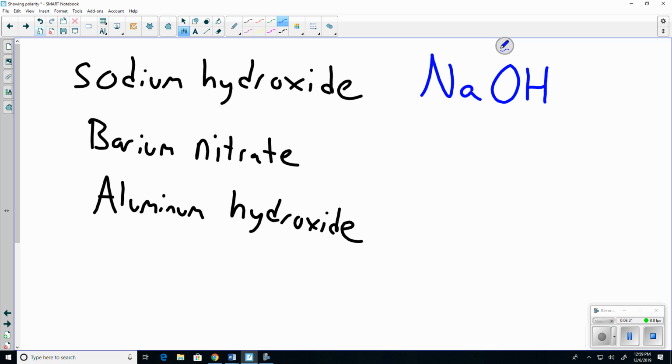Sodium is a +1 charge. Hydroxide is a -1 charge. They balance out to be NaOH. So this is a very important compound that we're going to focus on in our acid-base unit.